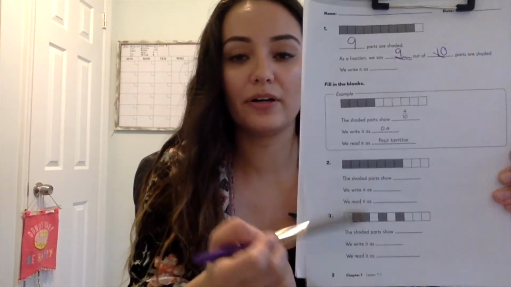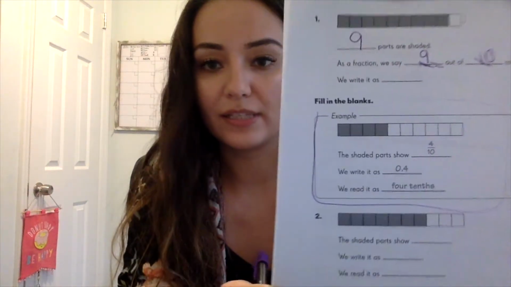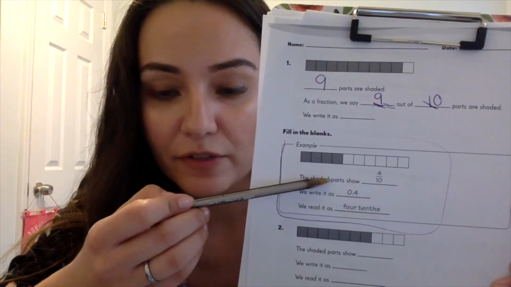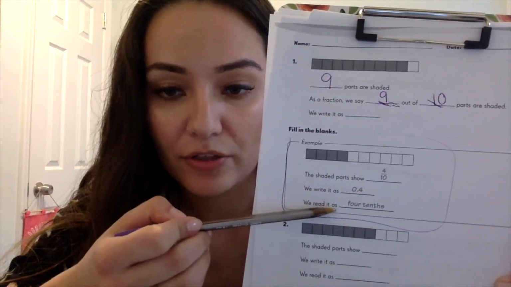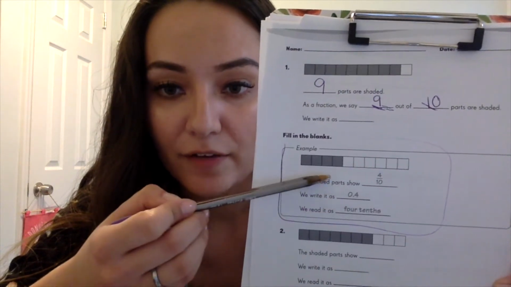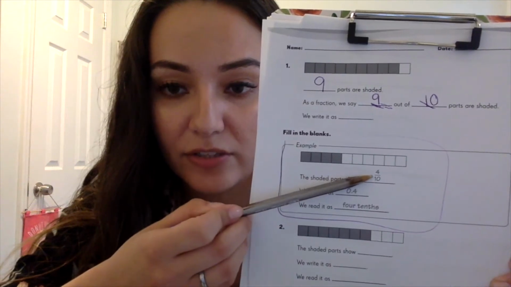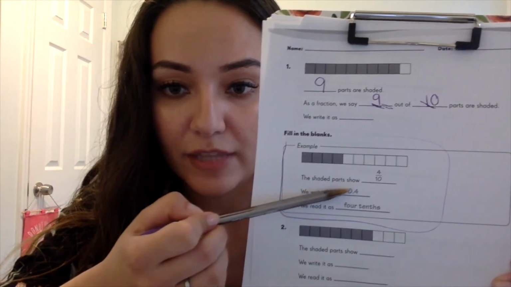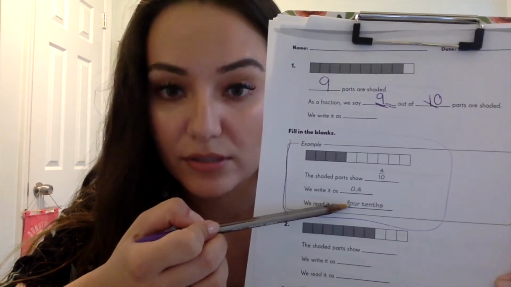Now, this bottom part is a little bit different, okay? This bottom part, you need to pay attention to the example, how the example has it filled out, okay? So first, your answer for the first part should be a fraction. The second part should be a decimal. The third part should be words, okay? Fraction, decimal, words. Are we seeing that? The answer is a fraction. For the second part, the answer is a decimal. For the third part, the answer is in words, okay?